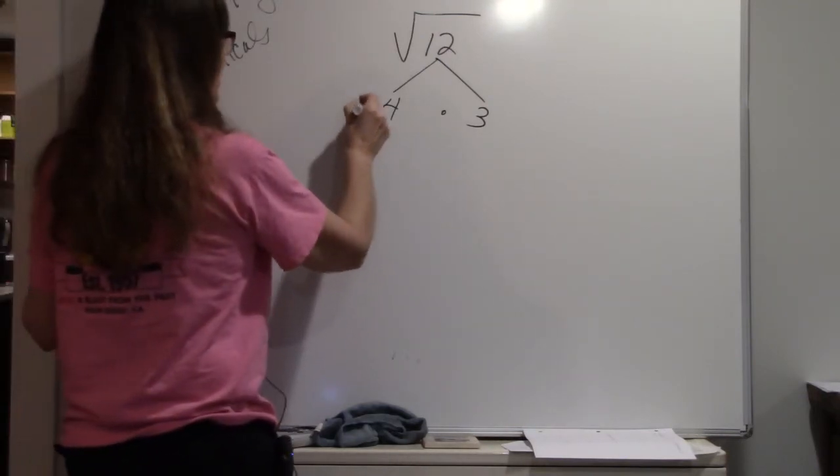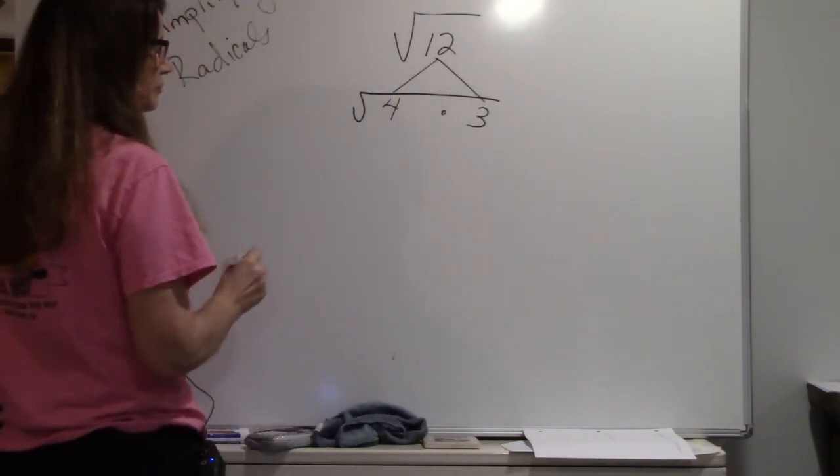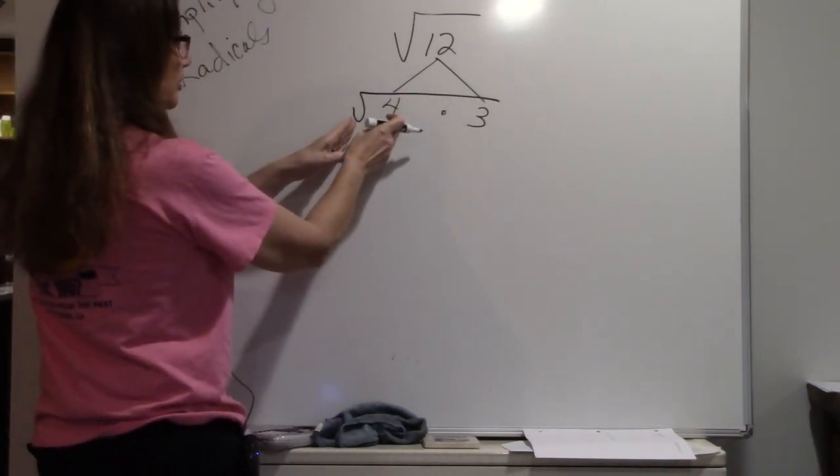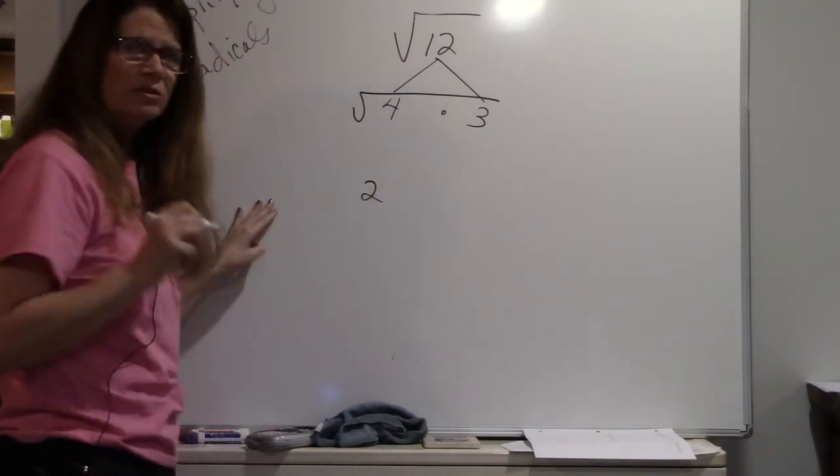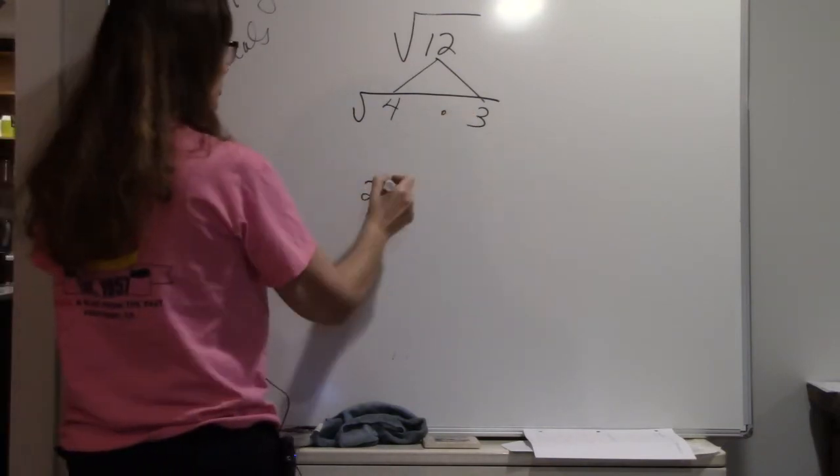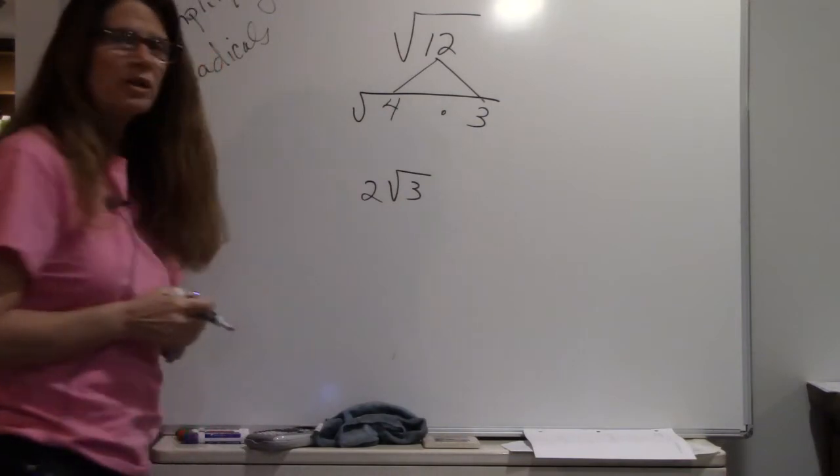So I'm still going to take the square root. What's the square root of 4? It is the whole number 2. That's important. The square root of 3 is going to stay underneath the radical.